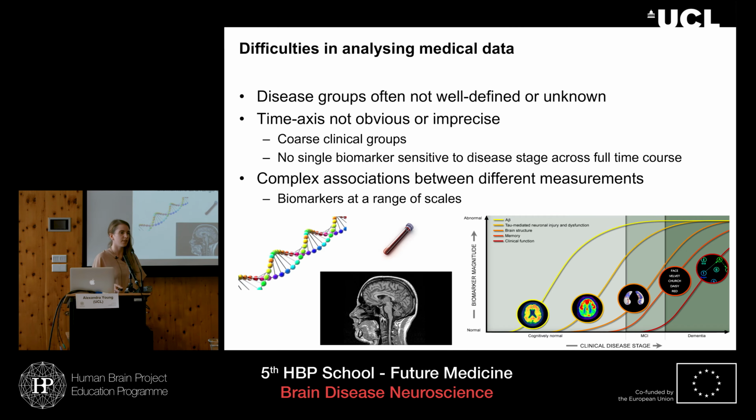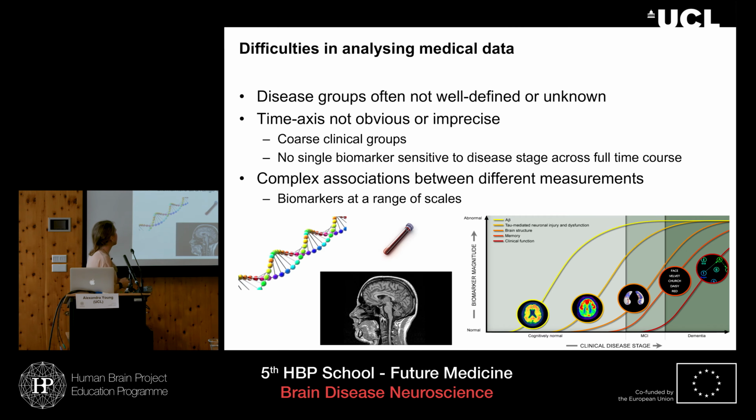However, these medical data sets are actually quite challenging to analyse, so there are several difficulties. One key issue is that often the disease groups are not well defined or they may be unknown. You might have very general labels such as Alzheimer's disease or, in lung diseases, COPD, but these might actually constitute a range of different conditions underlying, or different subtypes of that particular disease. And in the early stages, it can be difficult to identify individuals who are going to go on and progress to getting that particular disease. How individuals look at the pre-symptomatic stages may not be well understood.